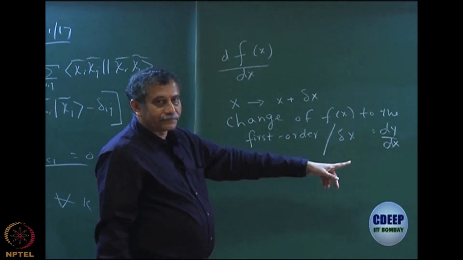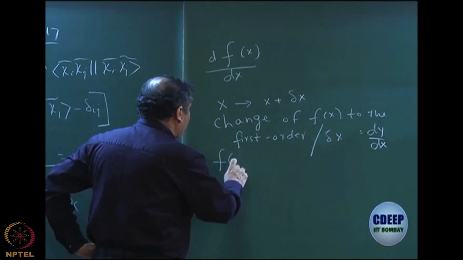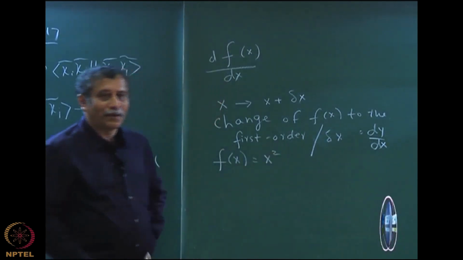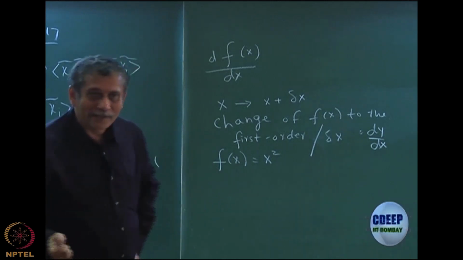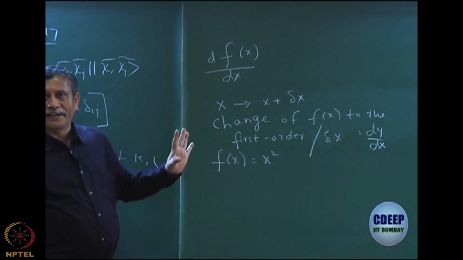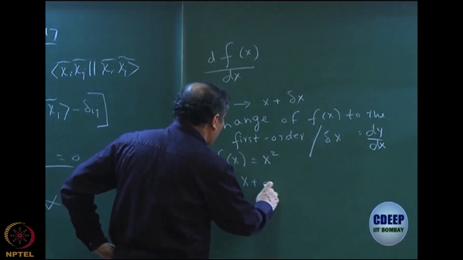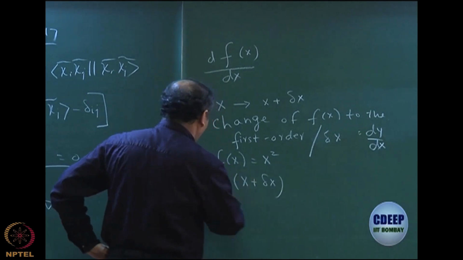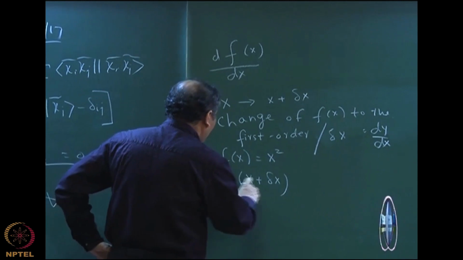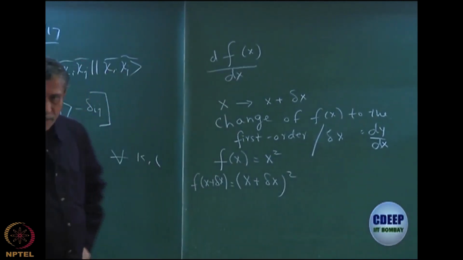Okay? Actually, you can quite easily see, let's say f of x is x square. I am doing very elementary algebra now. Let's say f of x equal to x square. So you know, of course, dy dx, that is 2x. I'm going to find it. So how do I find it? I make x to x plus delta x. So what is the total f of x? New f of x, so new f of x plus delta x is x plus delta x whole square. You all agree? So that's the new function.